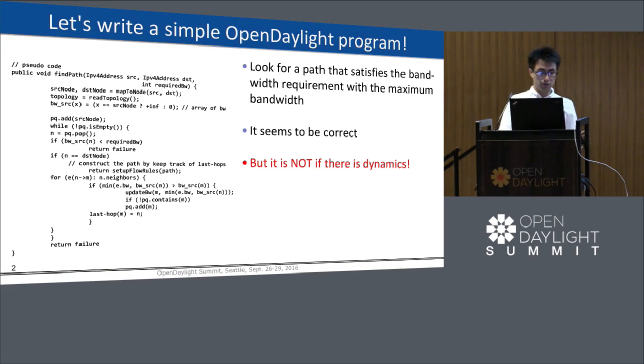First, I'll walk through a few slides demonstrating how to write a simple OpenDaylight program. For example, here is a program to find the path with the maximum available bandwidth, which can at least satisfy the basic requirement. We change some syntax to help the code fit in the page. Let's say we have successfully implemented our algorithm, and everything looks good, and you might think that it should work with OpenDaylight. Unfortunately, we can still run into troubles.